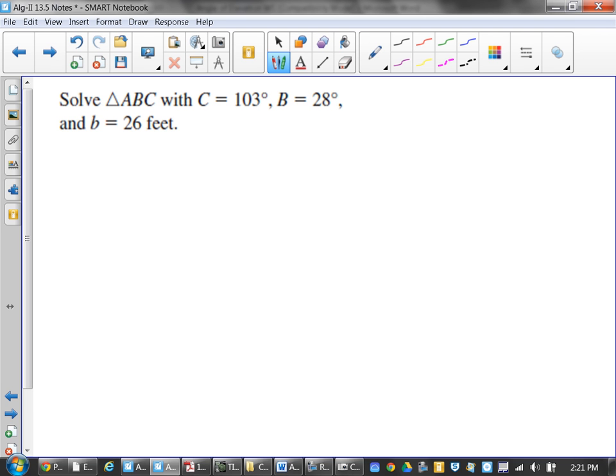So here's what they look like. If you recall from last year, you'll have something like this. It says solve triangle ABC. And it gives you two angles and a side. What do you think your best bet is to do to start this problem? Draw a triangle.